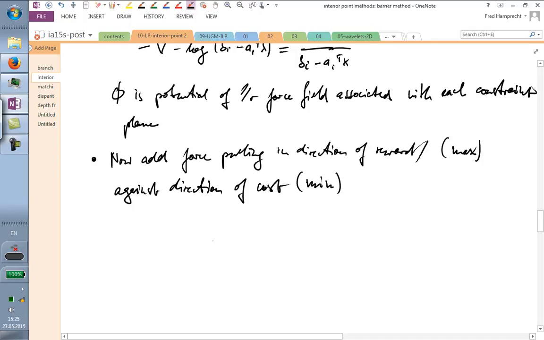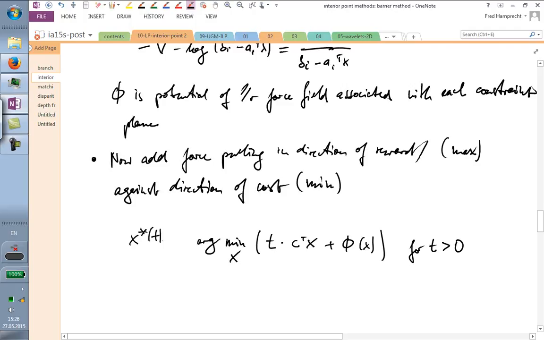And then I want to minimize the sum of this attractive force scaled by a parameter t plus the potential. Here for some parameter t larger than 0. And because I want to find the position, I'm using the argmin here. And this gives me a new solution, x star of t.